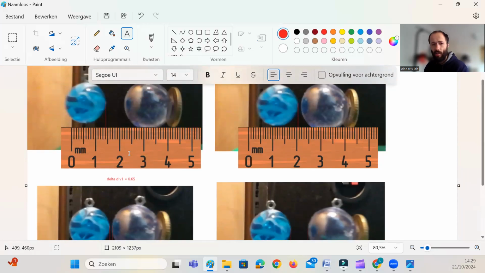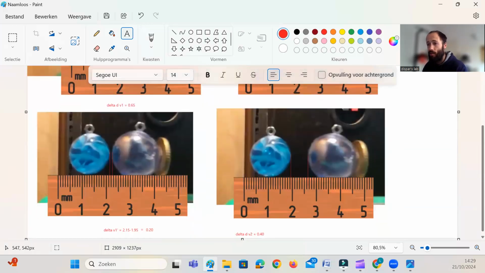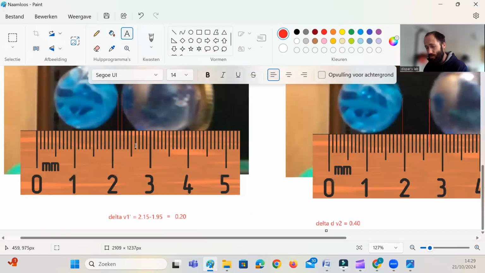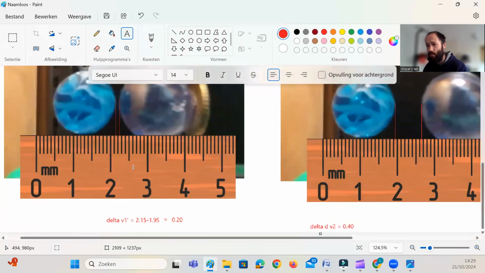So the prediction is that after collision, one mass reflects with 1/3 of the velocity, and two mass continues with 2/3 of the velocity. So we have around 0.65. Let's see. Divided by 3 is 0.21. And the expectation is 0.20.